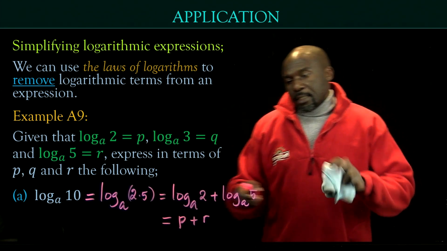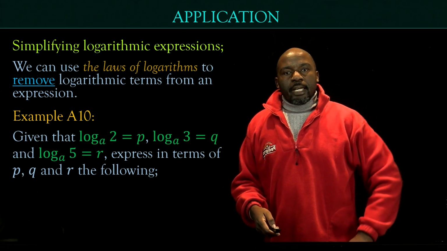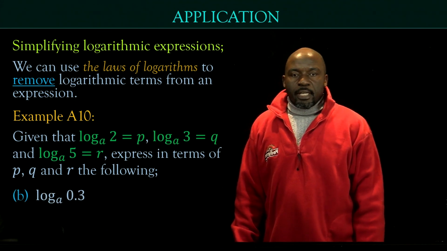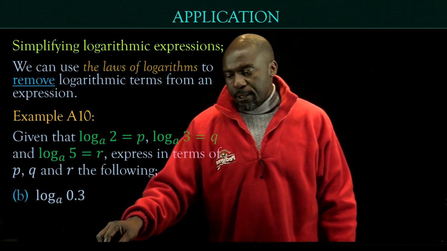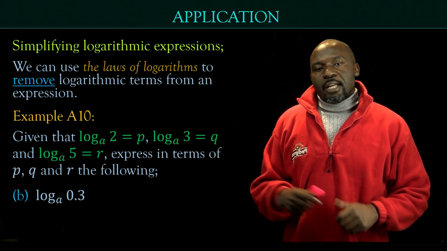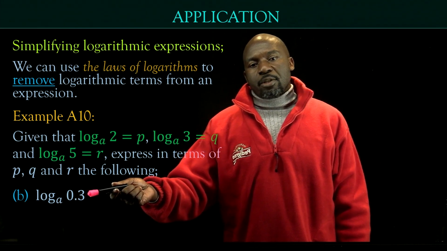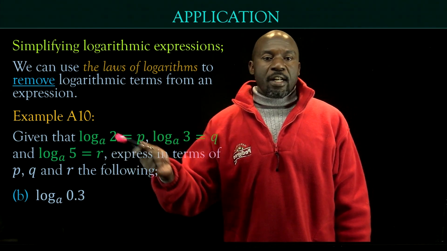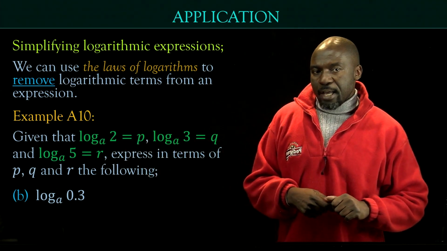Let's see another one like this. Okay, A10: log to base a of 0.3. So if we're going to solve this, it must be possible to express 0.3 in terms of 2, 3, and 5, or at least 2 of them, or 1 of them, right?